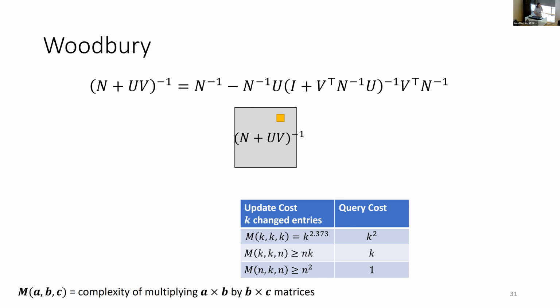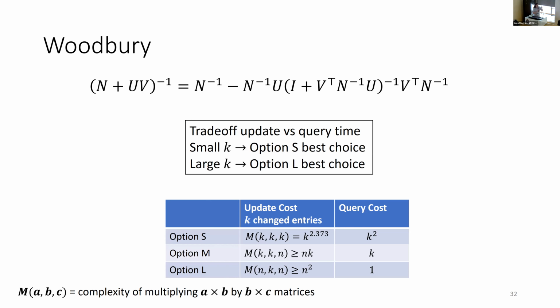All right. In particular, if you look at this and think of what happens for a different k, if k is really small, then option S is going to be beneficial because if k is small, this is almost free. Paying k squared doesn't matter because k is a small value. But if k is really large, then you're better off using option L because if k is close to n in value, then you might as well pay n squared anyway during your update and get the super fast query cost. So this is why I'm going to call this option S, option M, and option L, because they're the best choice for small k, medium k, and large k.